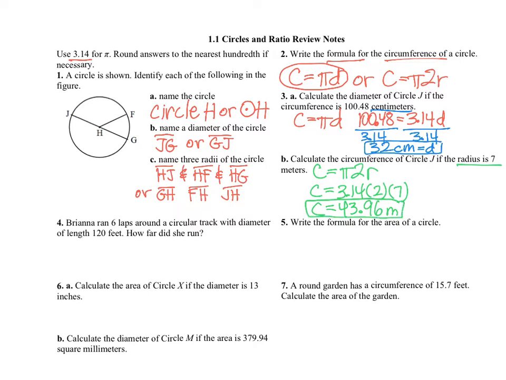So now Brianna ran 6 laps around a circular track with a diameter of 120 feet. How far did she run total? So really what we need to do is find the circumference and then multiply it by 6. And they gave us diameter, so I'm going to use C equals pi times diameter. So C equals 3.14 times 120. 376.8 feet, and then times it by 6.